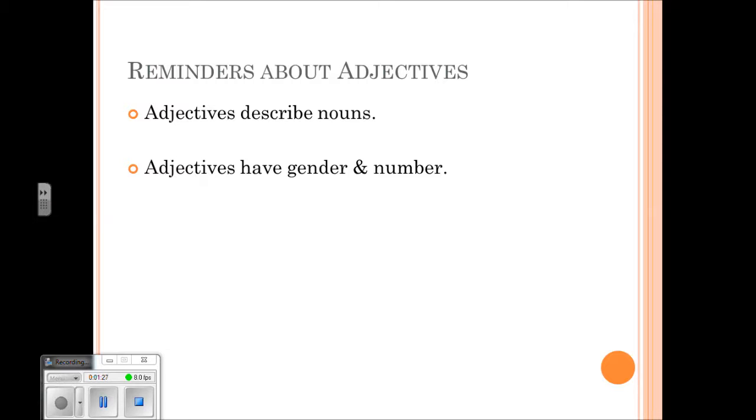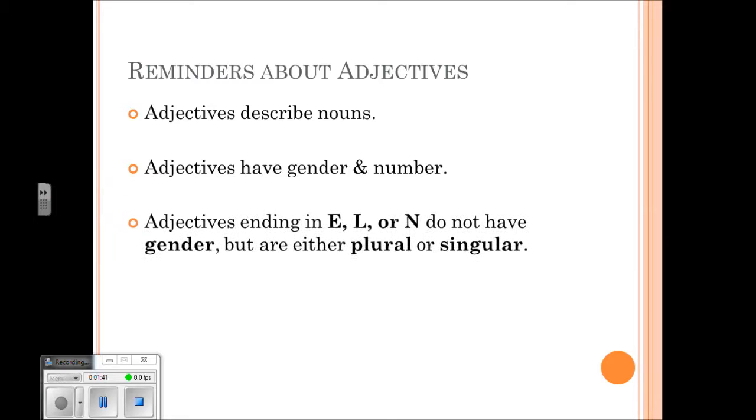So if you're talking about more than one of a type of noun, like if you're talking about 7 different tables, you want to say I have 7 blue tables. Since tables is plural, your adjective also has to be plural. Adjectives that end in E, L, or N do not have gender, but are either plural or singular.